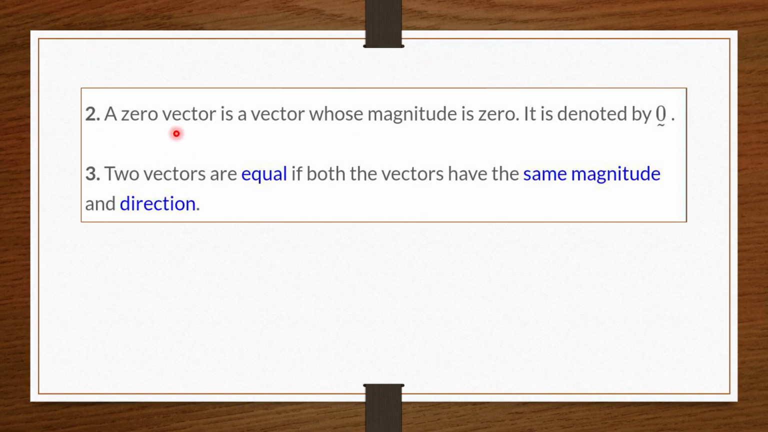A zero vector is a vector whose magnitude is 0. It is denoted by 0 with the vector symbol. Two vectors are equal if both vectors have the same magnitude and direction.